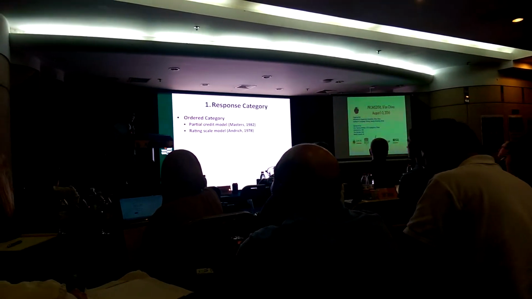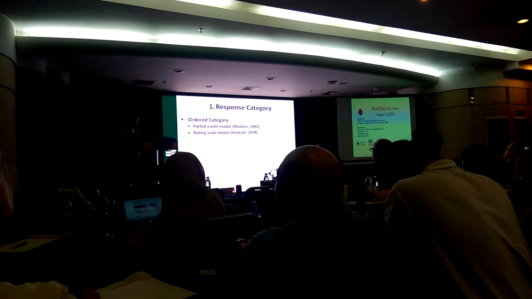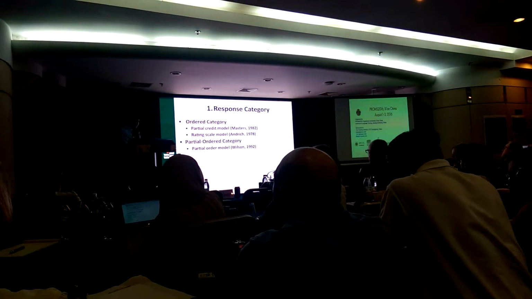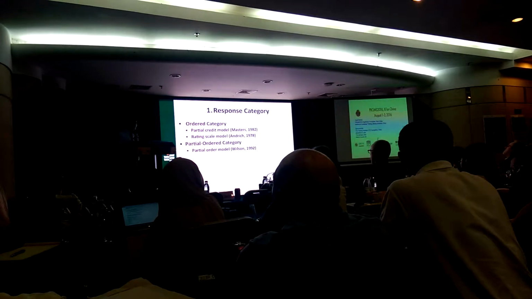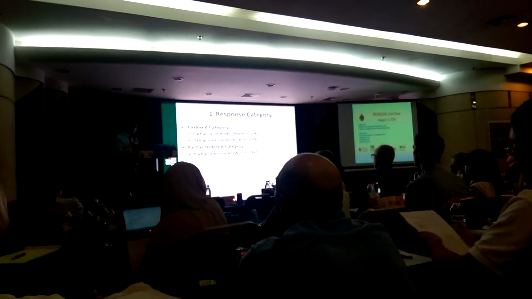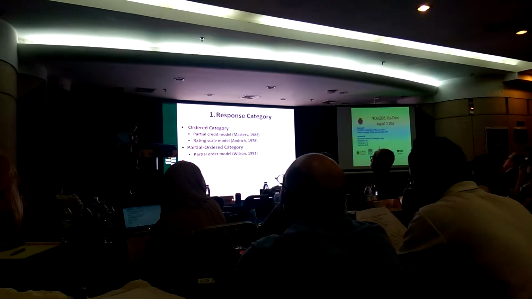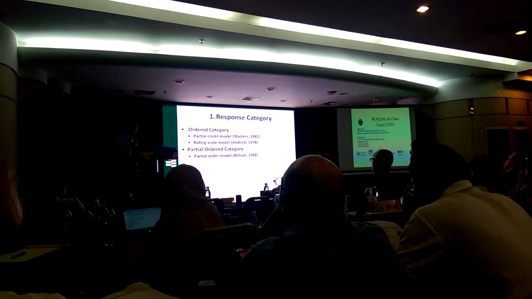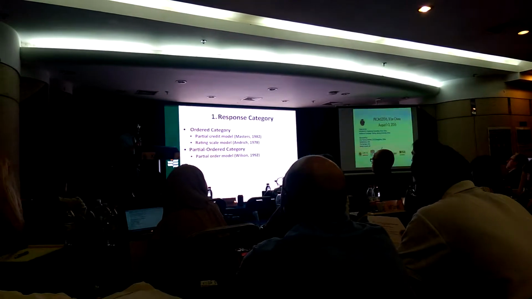There are two famous models, the partial credit model and the rating scale model. And also we can have partial ordered category. It was invented by Wilson, 1992. He calls the model the partial ordered model, or sometimes called the ordered partition model.